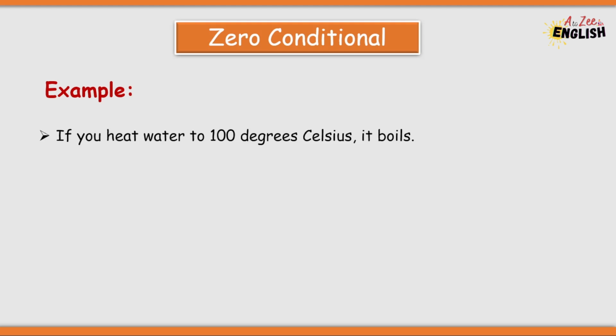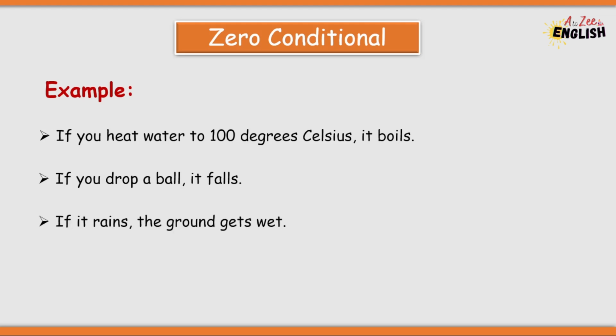Let's take another example. If you drop a ball, it falls. Here also, "if you drop a ball" is the condition and it is written in simple present tense. And the result is "it falls." It is also in the simple present tense. This sentence describes a general physical law of gravity. It means whenever a ball is dropped, it will fall due to gravity.